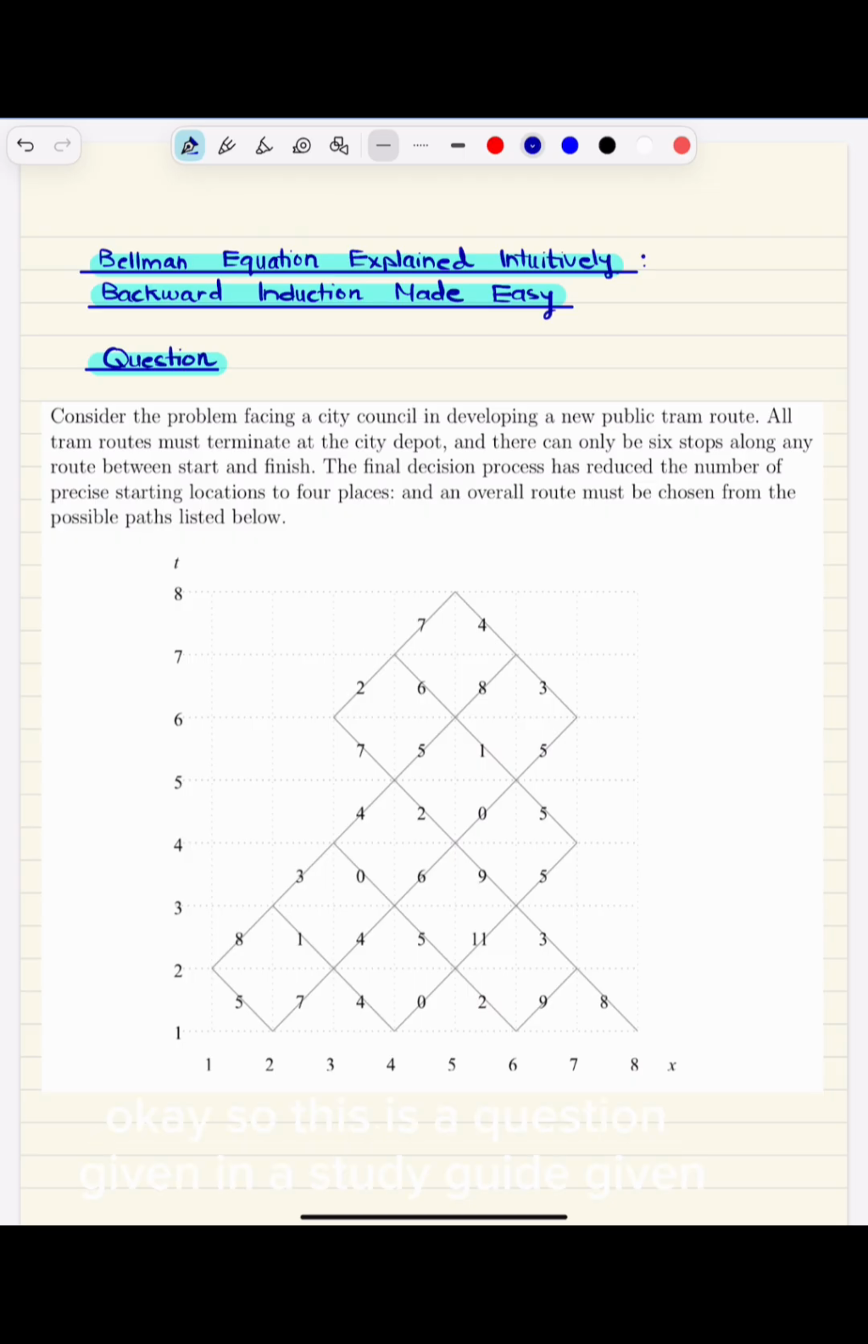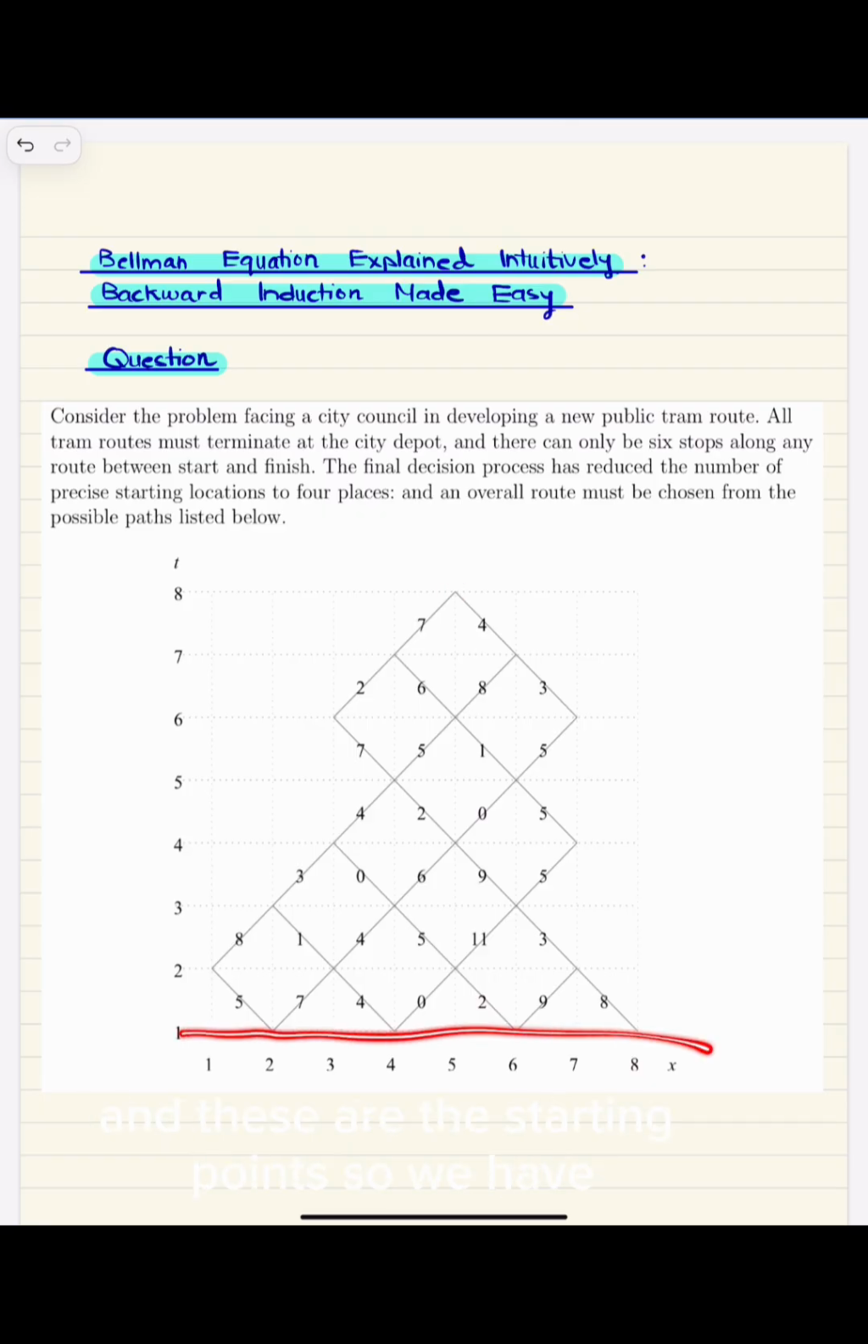Okay, so this is a question given in a study guide given by University of London. The course name is called Optimization Theory. The question is to consider the problem facing a city council in developing a new public tram route. All the tram routes must terminate at the city depot, and there can only be 6 stops along any route between start and finish. So this is the end point, and these are the starting points.